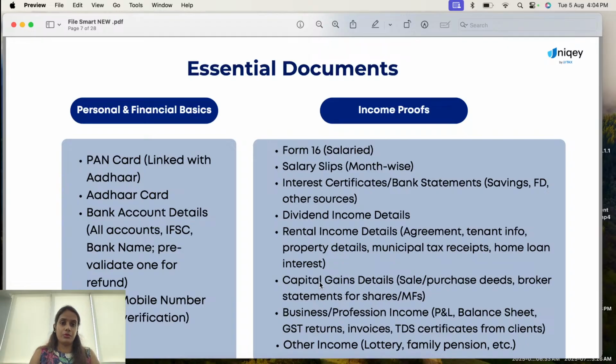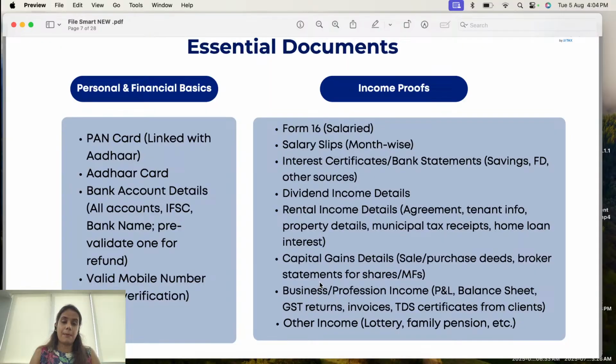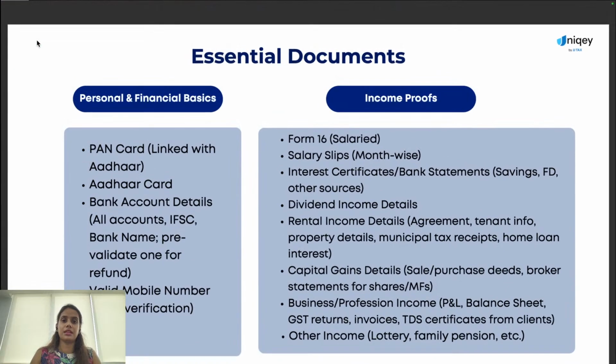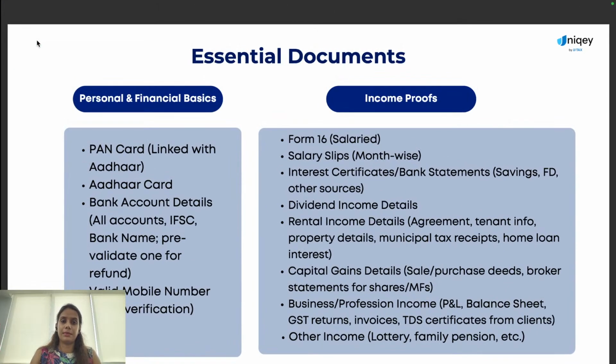Next, the income proofs. Basically, the upcoming documents are the proofs on the basis of which we finalize our ITR. Form 16: if you are a salaried individual, your employer will provide you Form 16. Next is the salary slip. Your month-wise salary slip should be handy to prepare or file any ITR. If you have any interest for a home loan, or savings bank account interest or FD interest, then you need the interest certificate and bank statements for savings account, FD, and other sources as well. If you have dividend income, then the dividend income details.